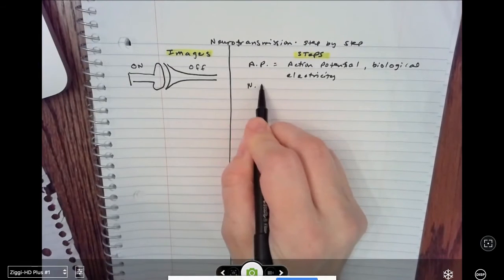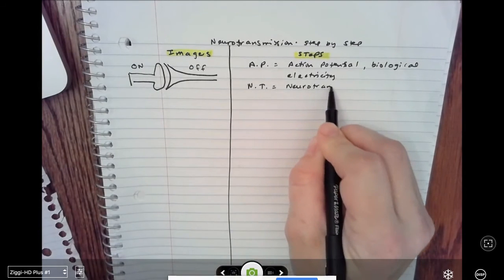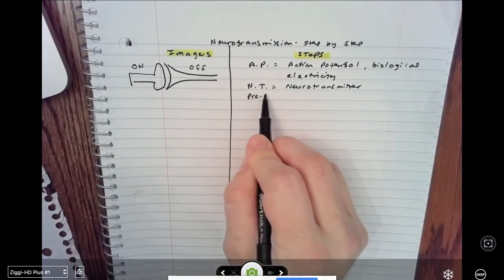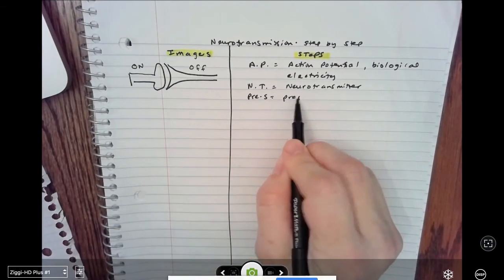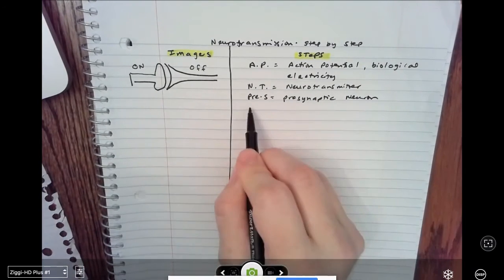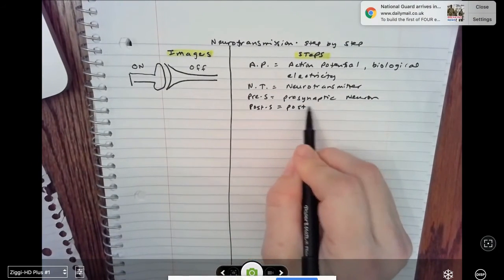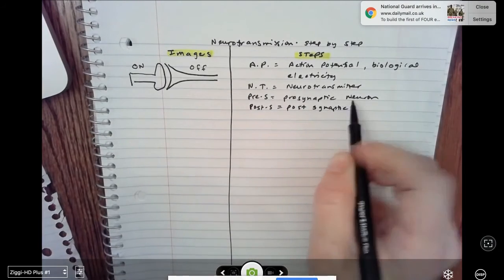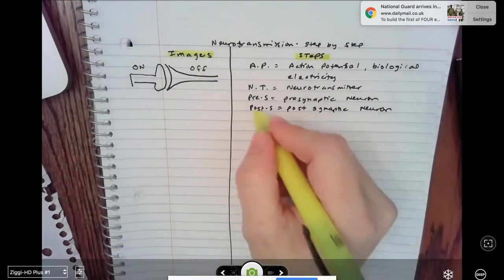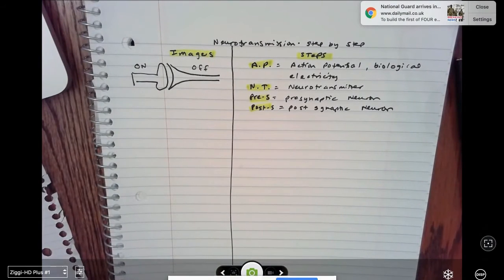And then obviously our NT is going to be neurotransmitter. Then our pre-S is going to be our presynaptic neuron. And our post-S is going to be our postsynaptic neuron. So hopefully with these abbreviations, we'll be able to move through these steps, and there are not very many, very efficiently. So let's begin.